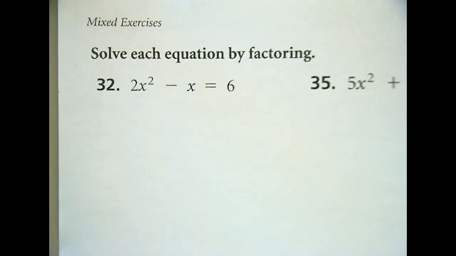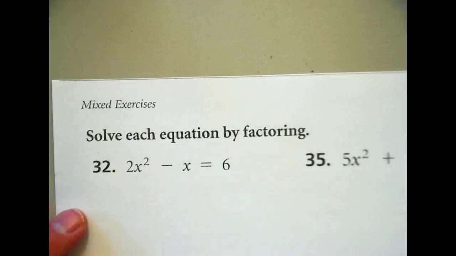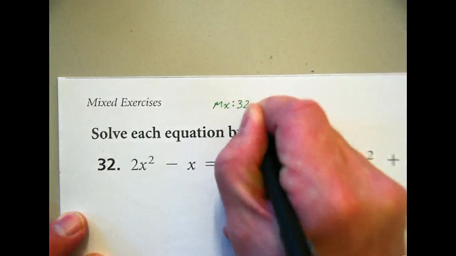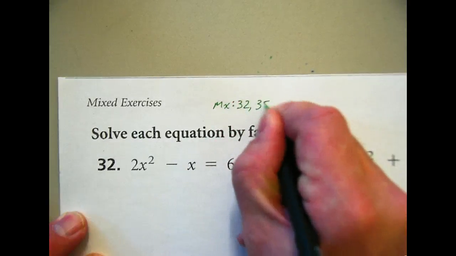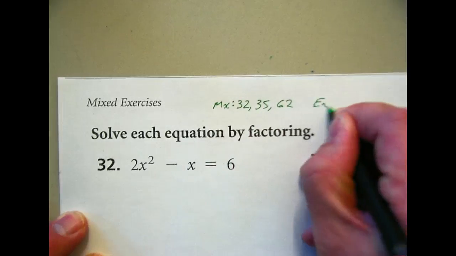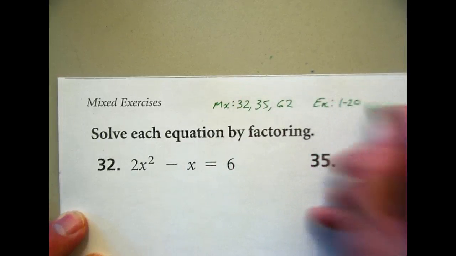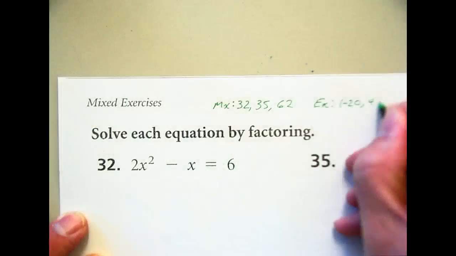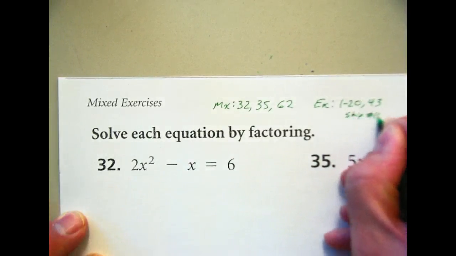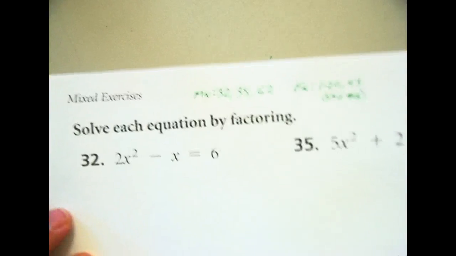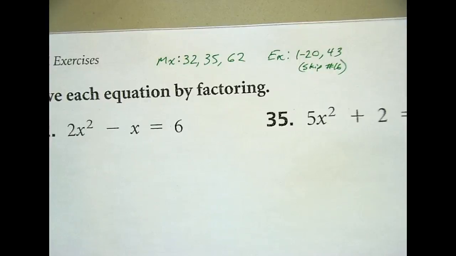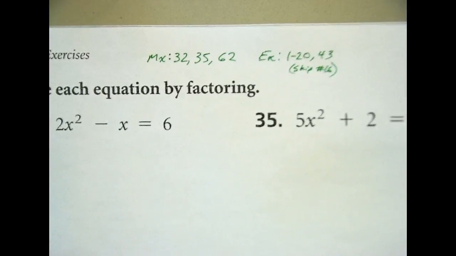All right, so let me say it again. In fact, I'll write it right here. Mixed set today, number 32, number 35, and number 62. Example set, 1 through 20, number 43, and actually I'm going to let you skip number 16 in that 1 through 20 set. No, just 16. I want you to do 17.